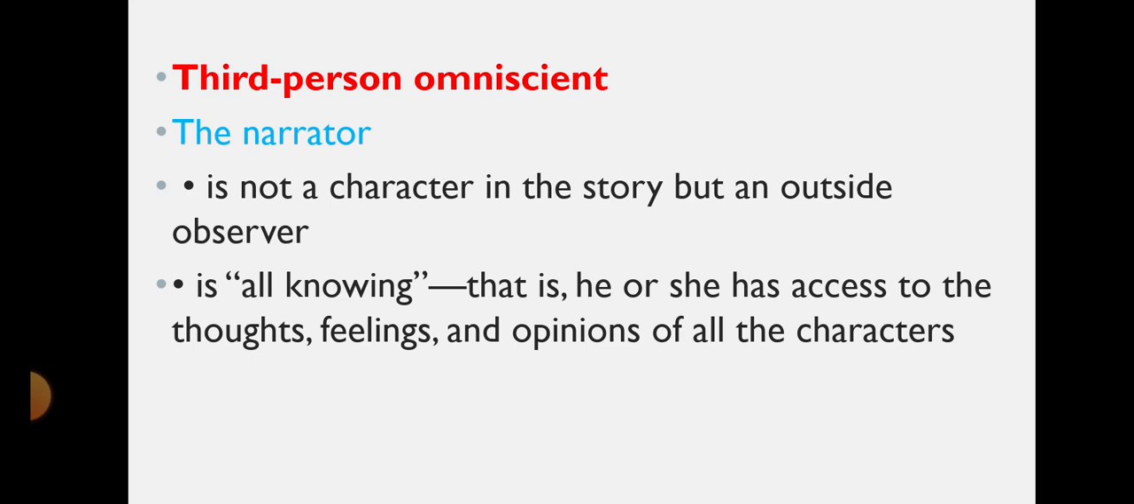Third person omniscient. The narrator is not a character in the story, but an outside observer. Is all knowing, that is, he or she has access to the thoughts, feelings, and opinions of all the characters.